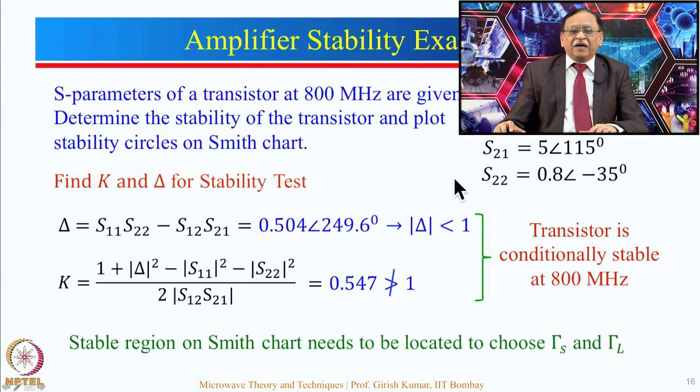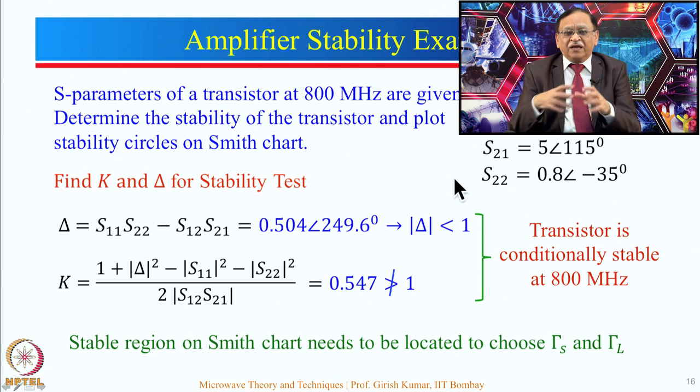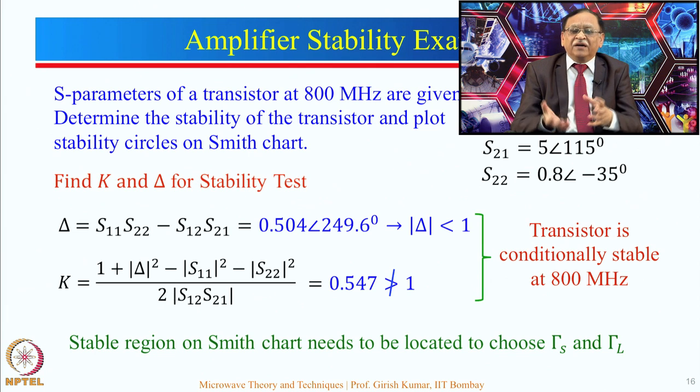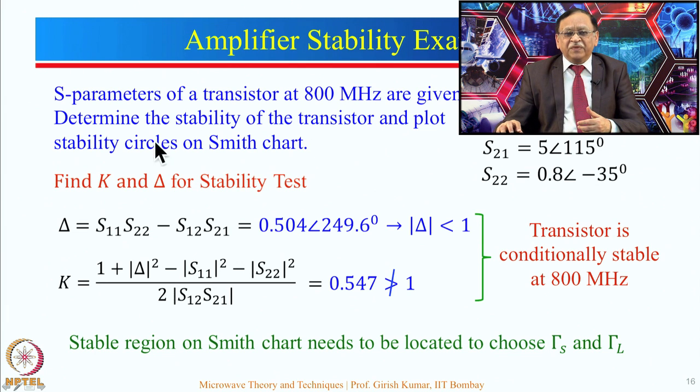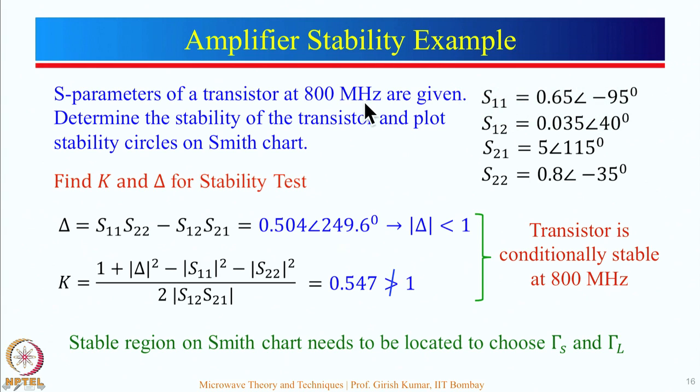So, let us take an example so that you understand how to calculate these different stability circles and how these are represented on the Smith chart. So, this is an example. S parameters of a transistor at 800 megahertz are given. So, these are the S parameters. So, we want to find out the stability of the transistor and plot stability circles on the Smith chart.